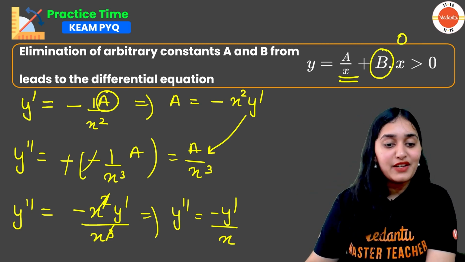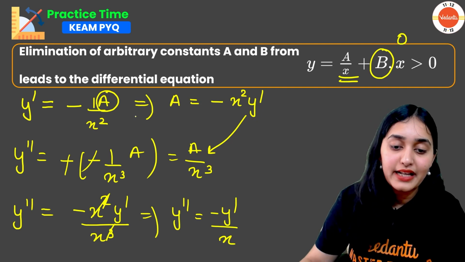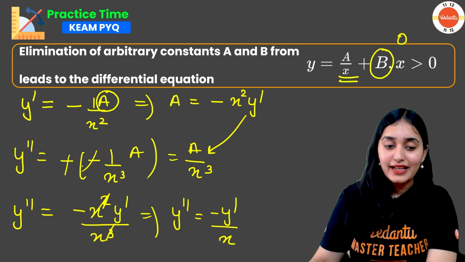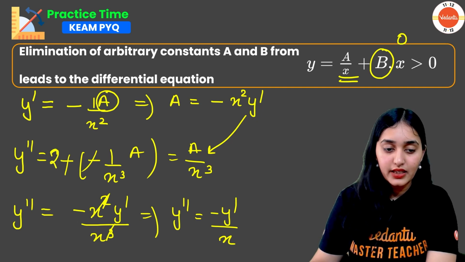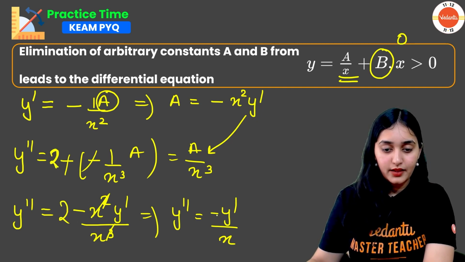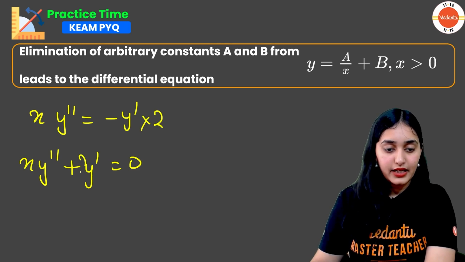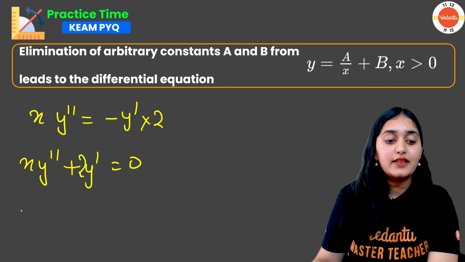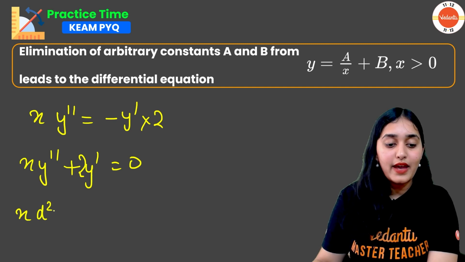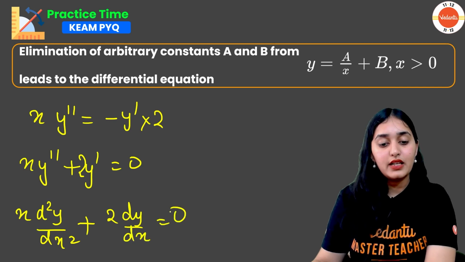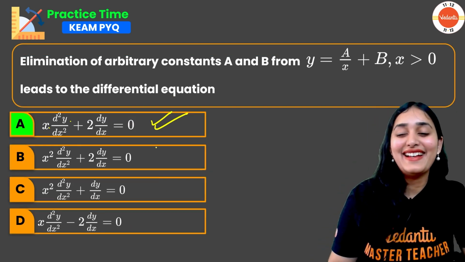So when we do the differentiation, we also have 2, right? So when we are differentiating x to the power minus 2, it will be 2. Here 2 will come. Again 2 will come. So our answer will be x into d square y by dx square plus 2 times of dy by dx is equal to 0. That is option A. Right answer.